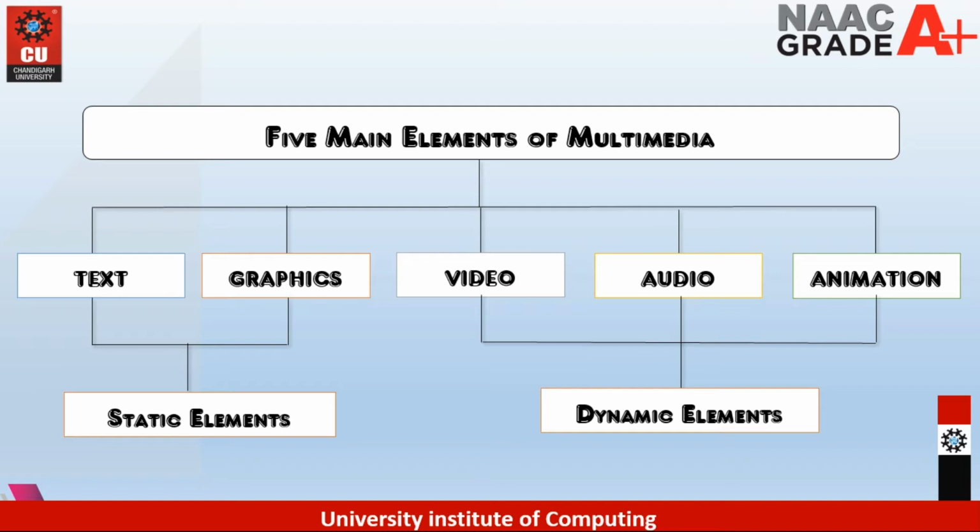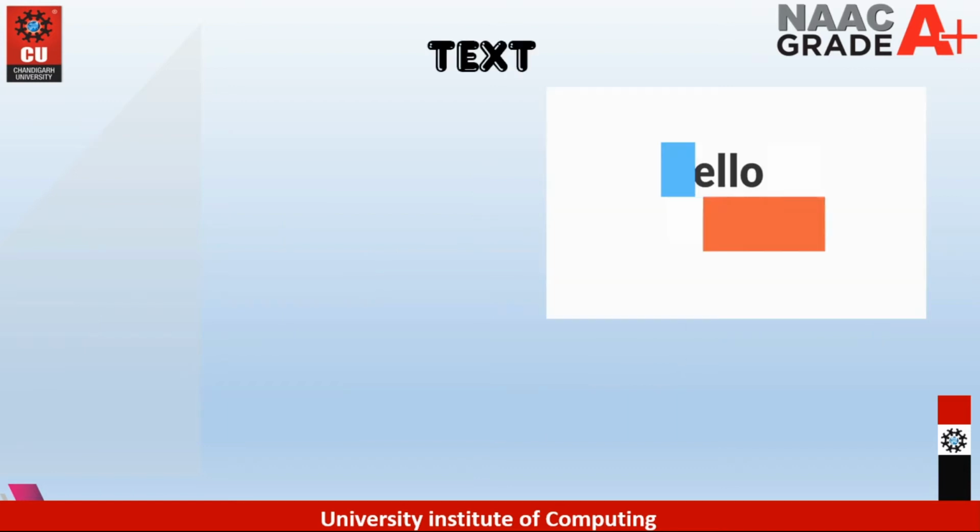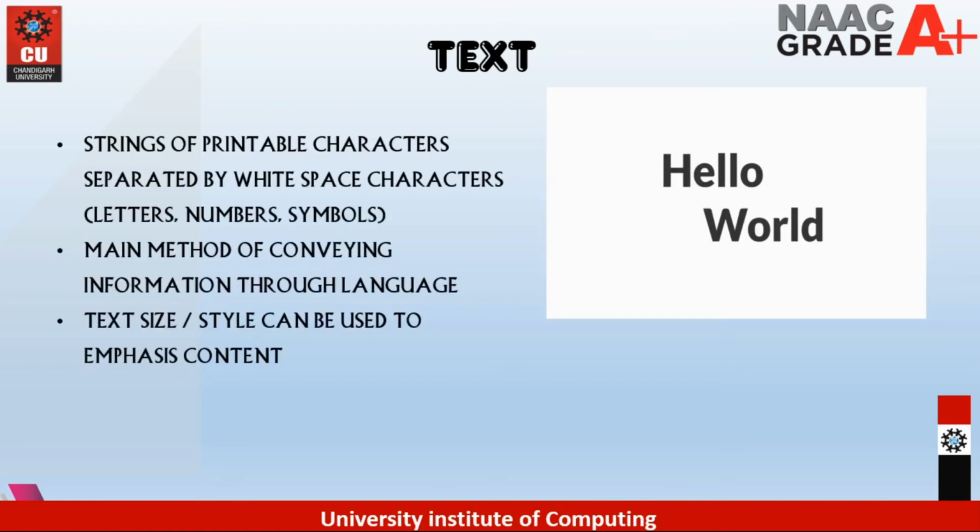Next, we will cover the text topic. The text is called a string of printable characters separated by white spaces, which can be letters, numbers, or symbols. This is also the main method of conveying information through language. The text size and style can be used to emphasize the content. Now, emphasize means to highlight things.